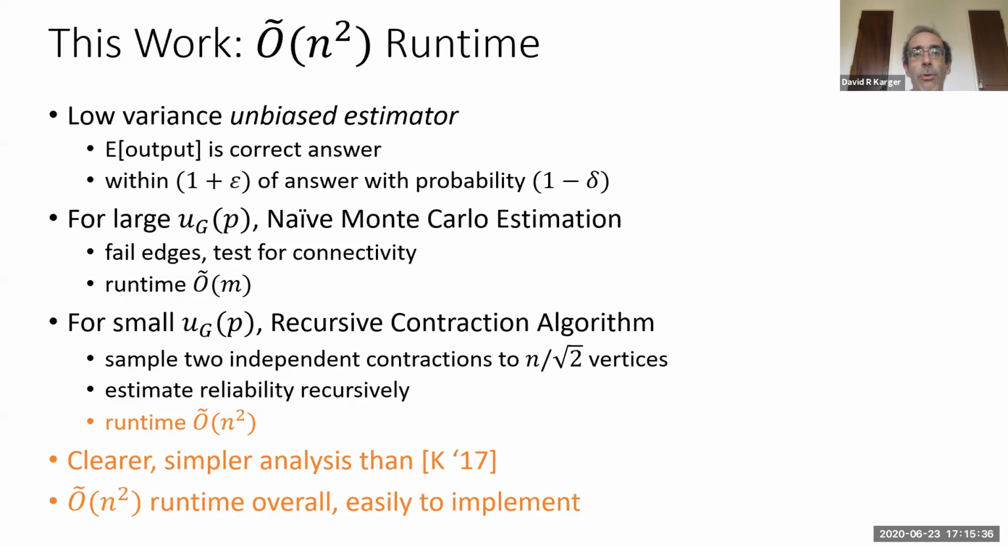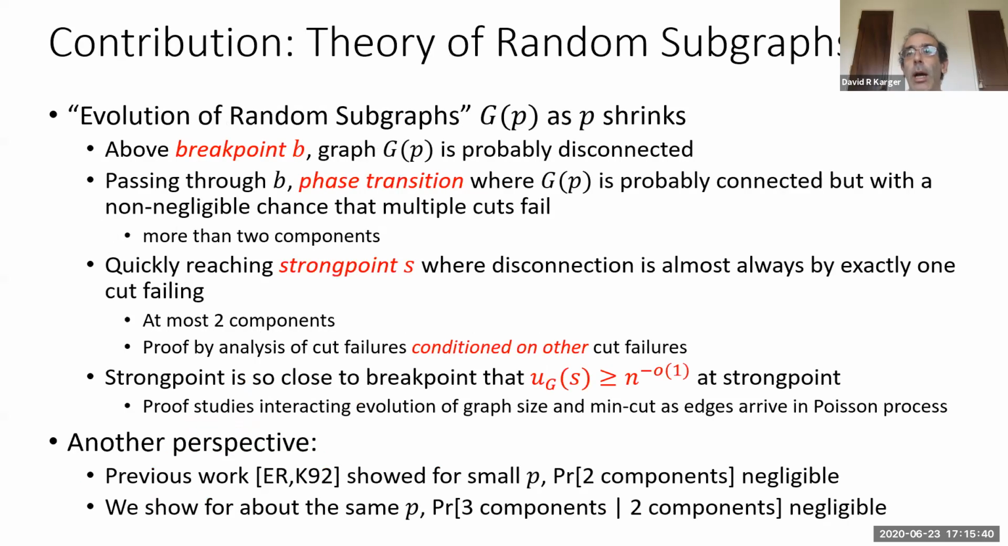But it doesn't do it through new algorithms. Really, this is a graph theory paper whose emphasis is on a sort of theory of random subgraphs. And I think it increases our understanding of how graphs evolve. You can imagine starting with a graph with no edges, because p is 1 and all of the edges have failed, and then slowly shrinking p until it reaches 0 and all of the edges are present.